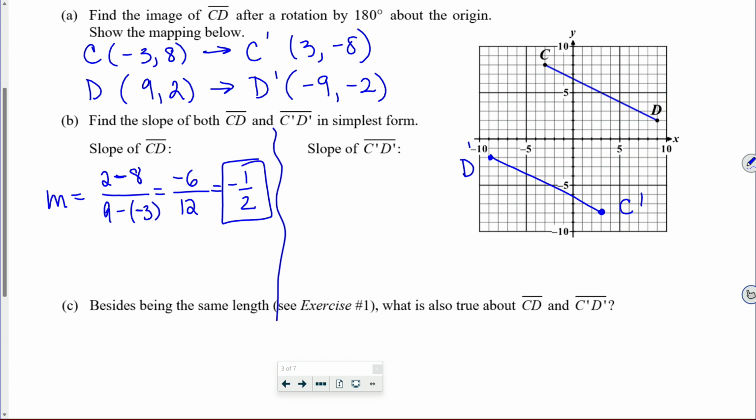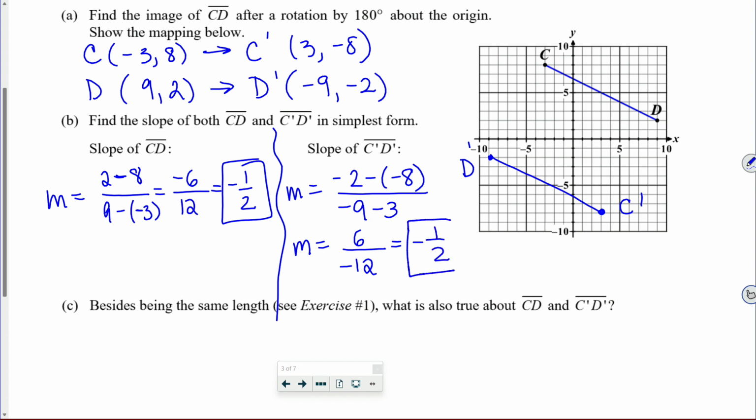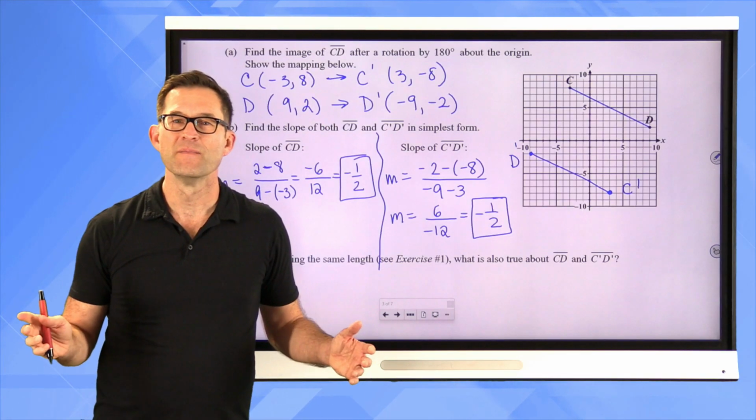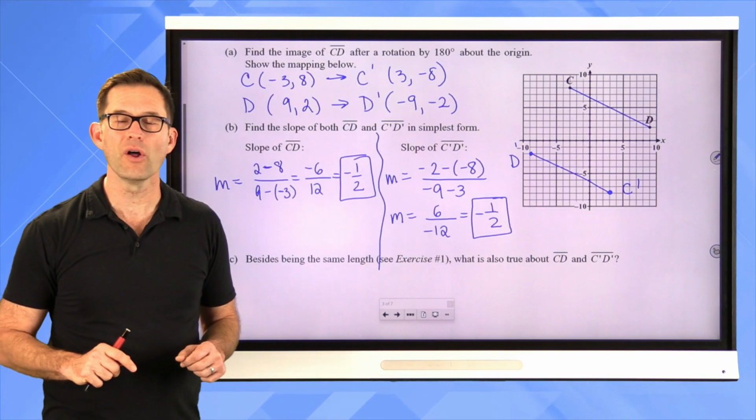The slope of C prime, D prime is going to be -2 minus -8 in the numerator, and -9 minus 3 in the denominator. -2 minus -8 is positive 6, and -9 minus 3 is -12. A positive divided by a negative is always a negative, and again reduces down to -1/2. Hey, look, these two line segments have the same slope.